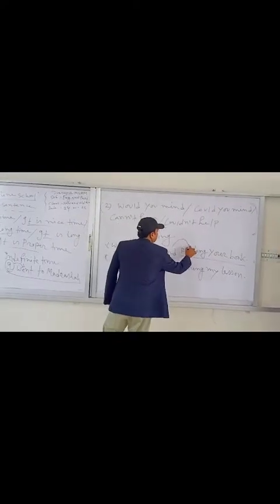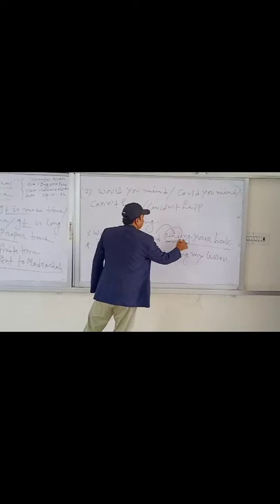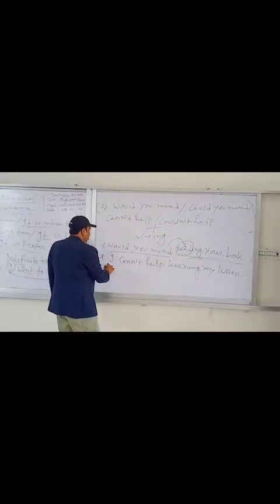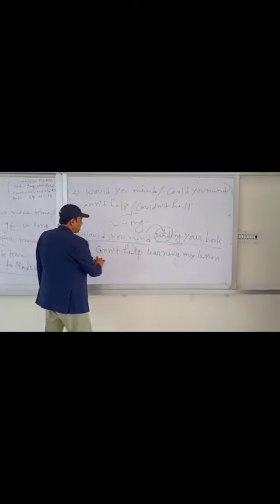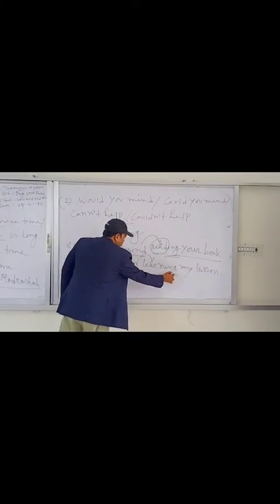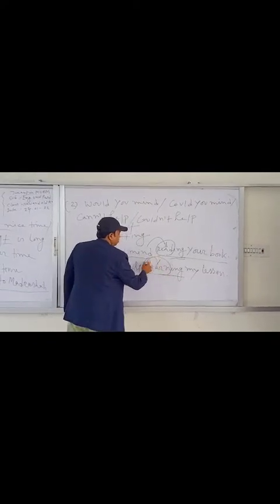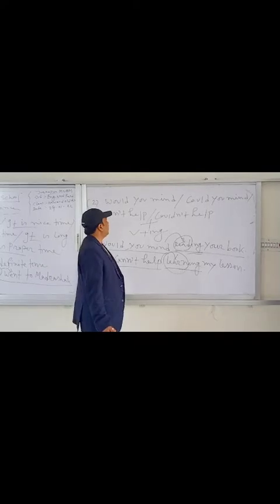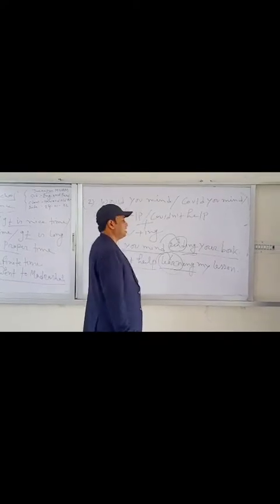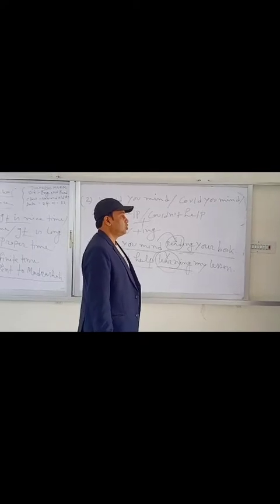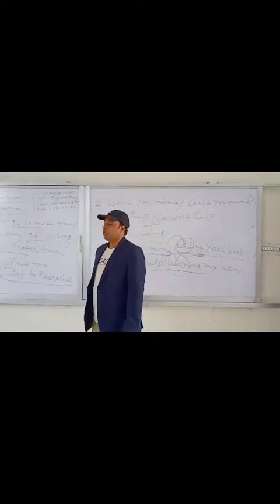Use principal verb and before. In the second sentence, we get subject plus can't help, and then we use the principal verb from after the principle. So this is another rule of completing sentences. Now we go to the third example.